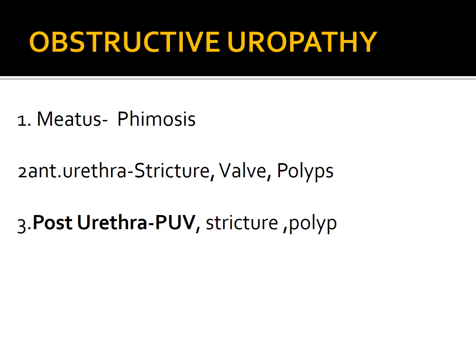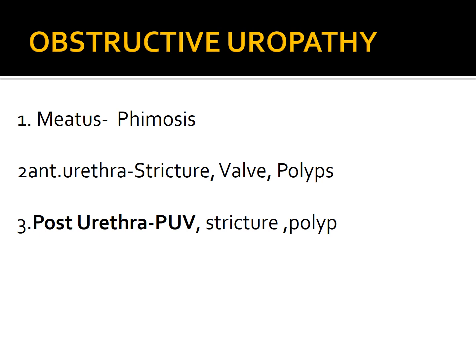Obstructive uropathy. Obstructive uropathies are all anatomical abnormalities which usually involve the ureter, urinary bladder and then the urethra. Most of the obstructive uropathies I have discussed in a separate topic. So here I'll just classify and will not discuss further.